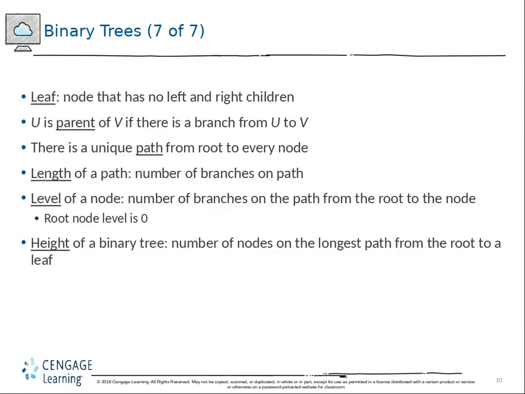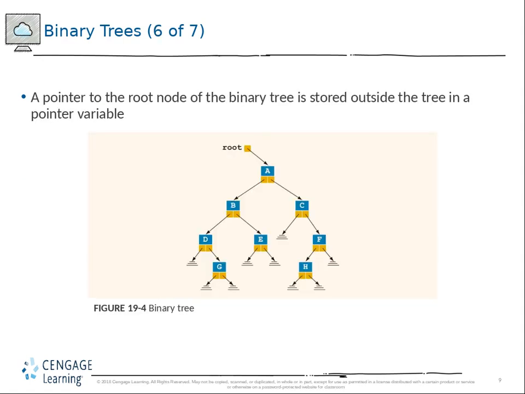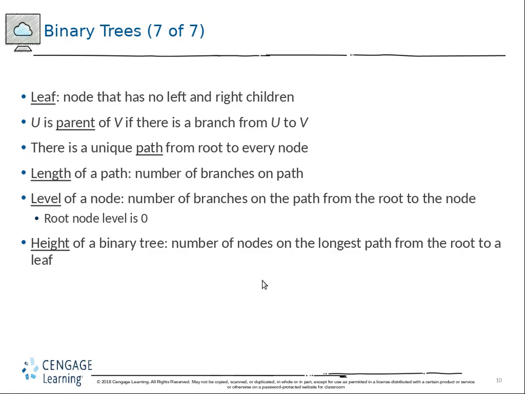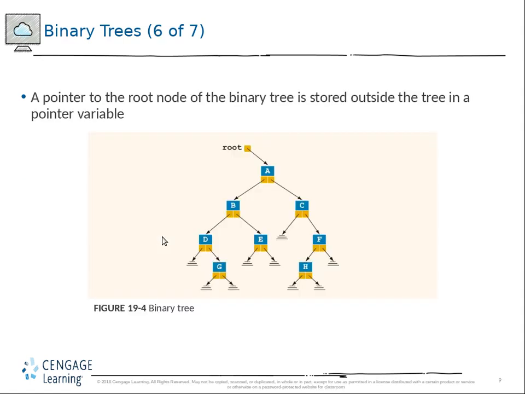The length of a path is the number of branches on the path. So what's the length from A to G? 3. Remember, it's the number of branches or the number of links. And the level of a node is the number of branches on the path from the root to it, and the root is level 0.